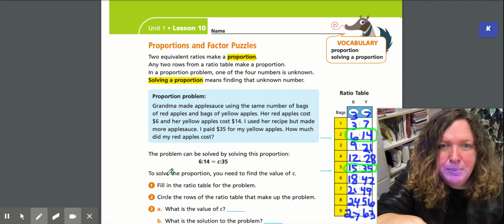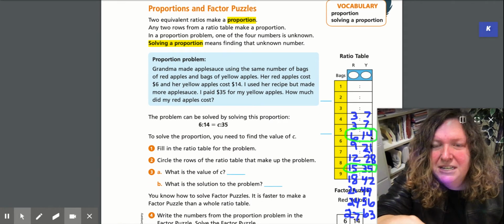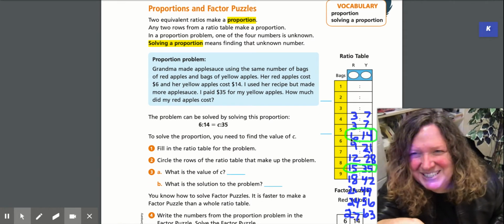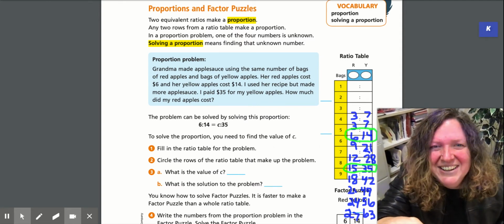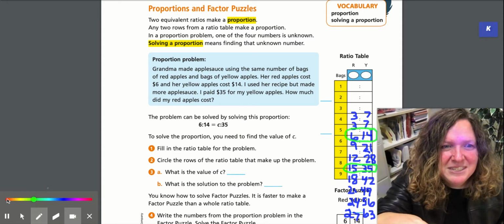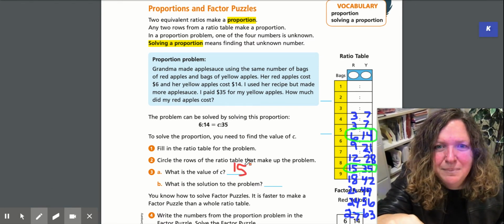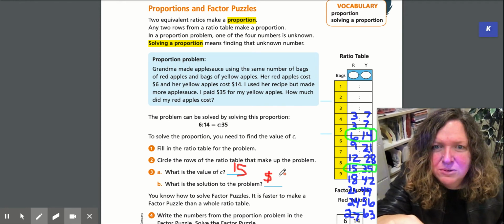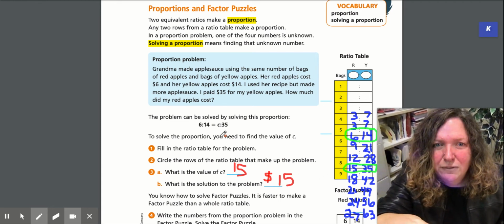So to solve the proportion, we need to find the value of C. So it says fill in the ratio table. We just did that. I slid down and my ratio table stayed there. Okay. Circle the rows that make up the problem. Yeah, we did that. What is the value of C? Well, we already talked about that. We know the value of C is 15. What is the solution to the problem? Well, the solution to the problem is $15. Remember, we always need a label. So the answer is $15. There it is. Now, that's how to use a ratio table to solve a proportion.